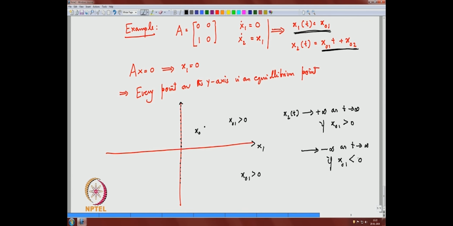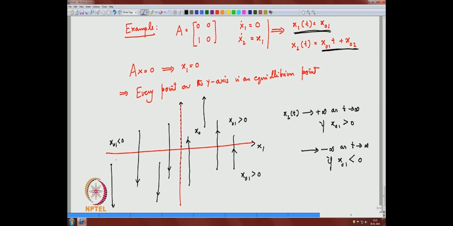So if you start at any point here, the first component will be retained, so it has to move in a line perpendicular to the x1 axis, but it should move to plus infinity. Even from here, your x01 component is positive, so it will not go towards any equilibrium point. Anywhere you start, it will move like this. On the other hand, on this side x01 is negative, so it will go to minus infinity, and again it remains perpendicular to the x1 axis. Near the center, the behavior will be like this. Where it starts doesn't matter, it will move like that.